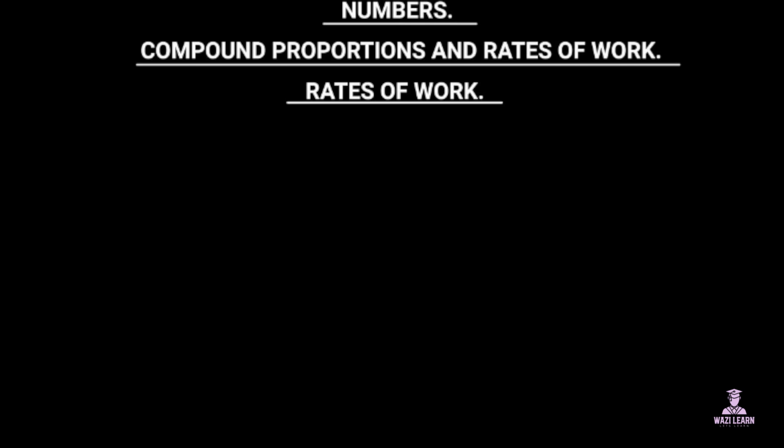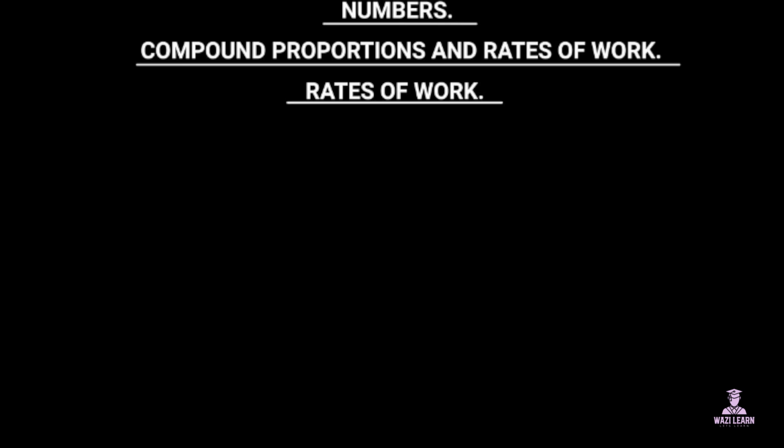Welcome to another lesson. In this lesson, we'll be looking at the rates of work. Rates of work just means the amount of work that can be done by a machine, or a person, per unit time. Rates of work can be directly proportional or indirectly proportional.